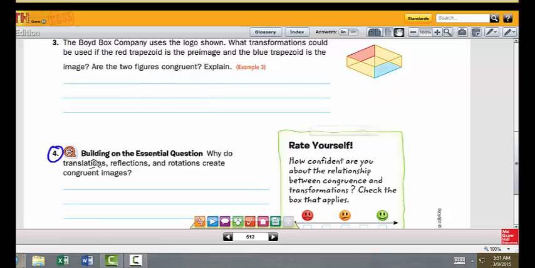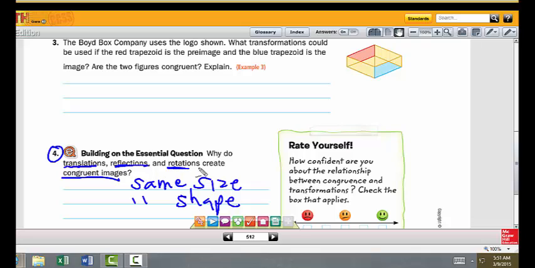Problem number 4. Building on the essential question, why do translations, reflections, and rotations create congruent images? The simple answer to that is because they always end up with the same size and same shape. Those three transformations, the translation, the reflection, and the rotation, do not change the size or the shape. Therefore, they remain congruent images.